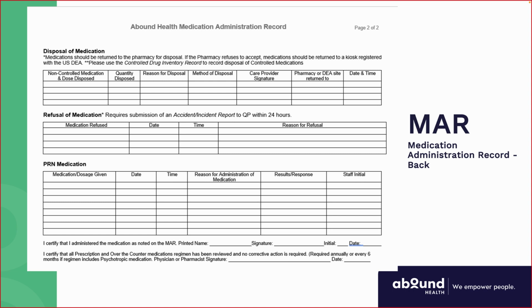If you'll notice, there's 3 sections on the back side of the Abound Health MAR. The first section is for disposal of medications, and this is for non-controlled medications. Controlled medications must be disposed of on a controlled drug inventory record. The middle section has a spot for refusal of medications. If your client refuses a medication, you can document it here. And the last section is for documentation of over-the-counter PRN medications and filled by the pharmacy results response to a medication. At the bottom of the page, there's a line that DSPs must sign at the beginning of the month and date at the end of the month.